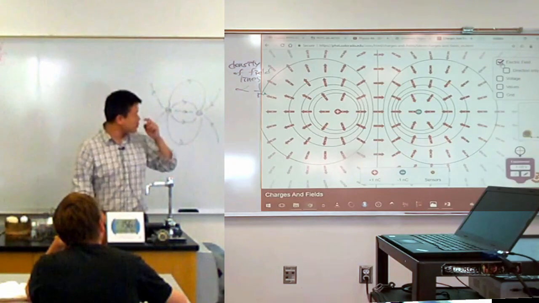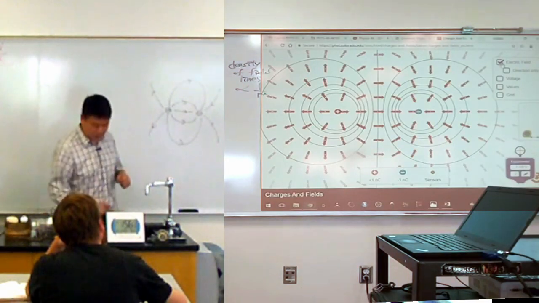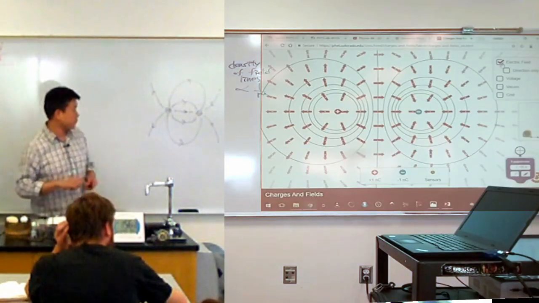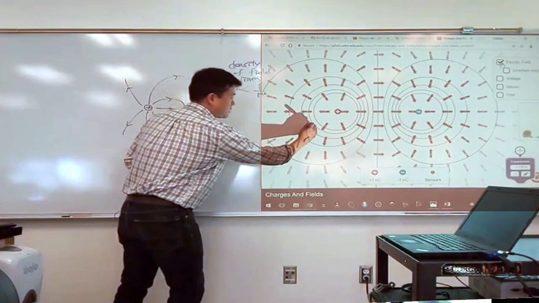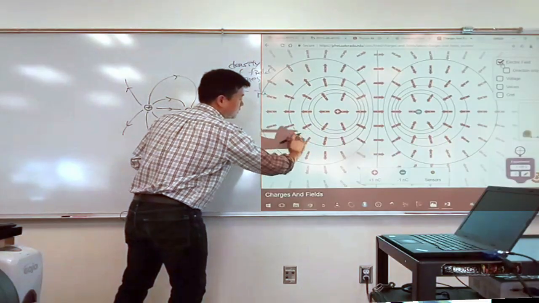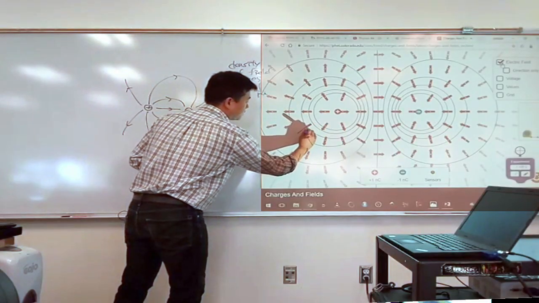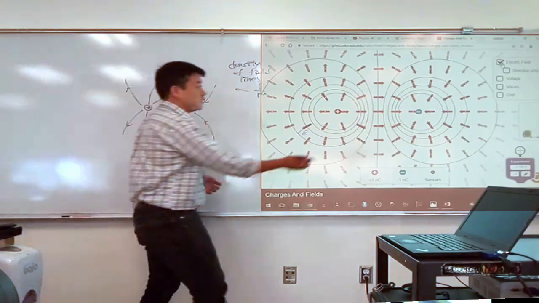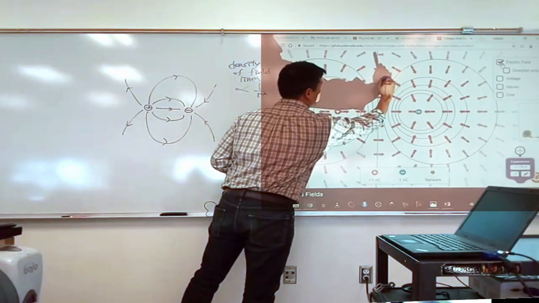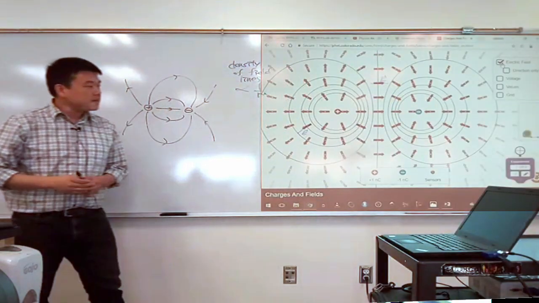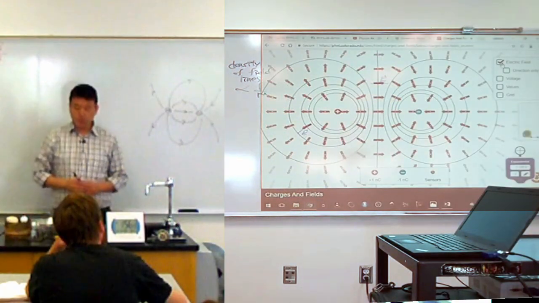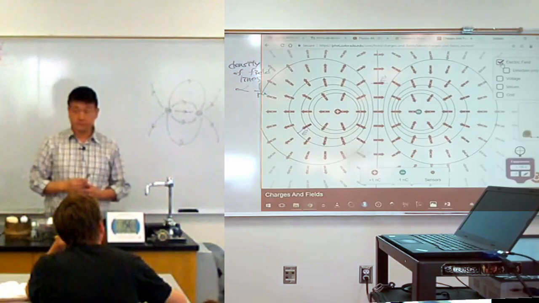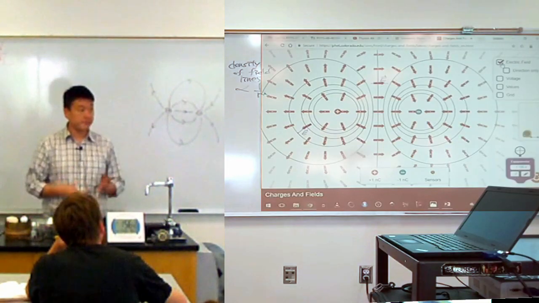Let me highlight one interesting feature that's already here that's useful to know. Let me take this point here, for example. This is the direction of electric field, right? Let me take one other point to use as an example. Here, this is the direction of electric field. Do you see any relationship between the direction of electric field and the direction of equipotential? What relationship do you see?